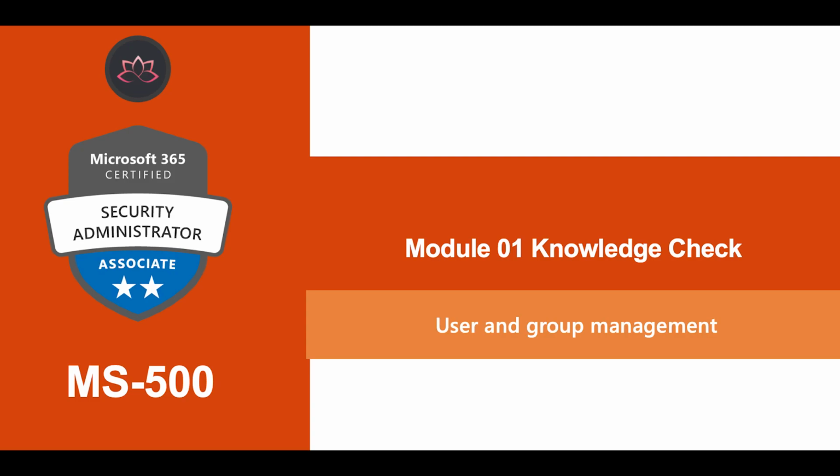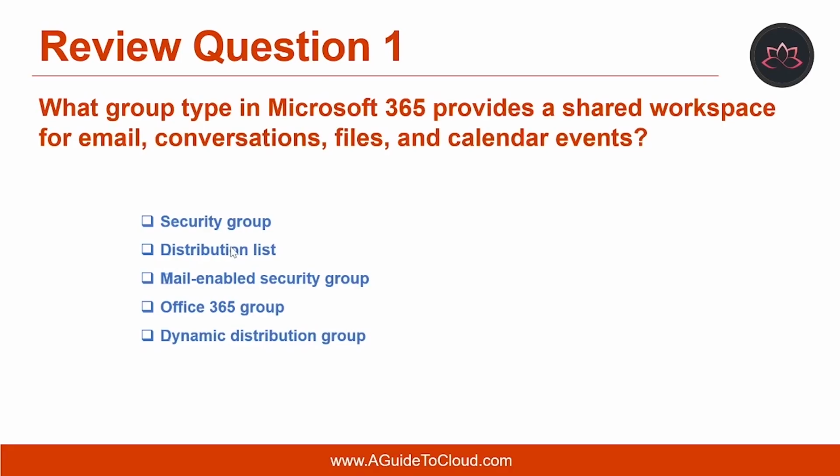In this section, we are going to go through user and group management review questions. Let's look at the first question. What group type in Microsoft 365 provides a shared workspace for email, conversations, files, and calendar events? The right answer is Office 365 Group, or it is known as Microsoft 365 Group.